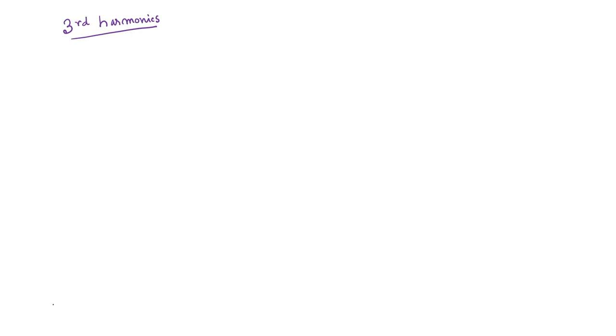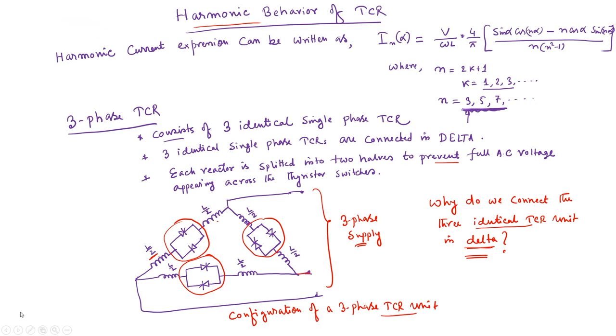Now, how does this third harmonic behave? Suppose at any instant of time, this configuration is drawing a certain amount of current. Suppose this point is A, this point is B, and this point is C. The unit connecting points A and B is drawing a current i_AB(t) at any instant of time, the unit connecting B and C is drawing i_BC(t), and the unit connecting C and A is drawing i_CA(t). I am representing these currents in small letters, so these are time dependent, instantaneous currents.